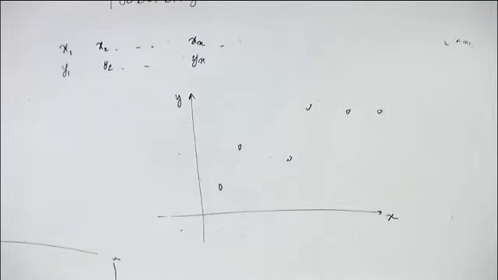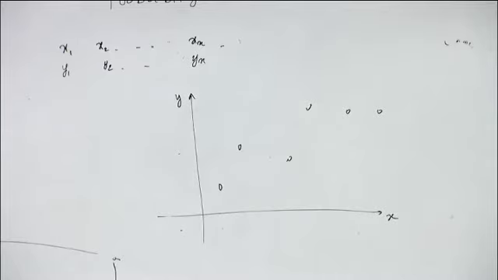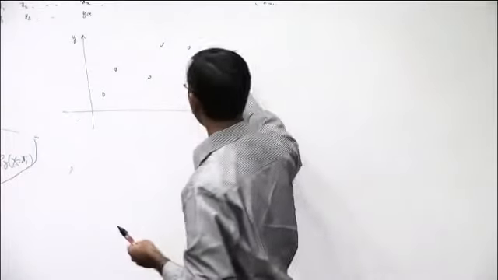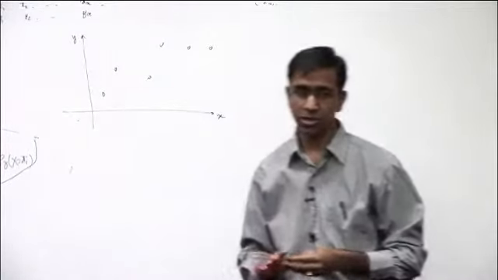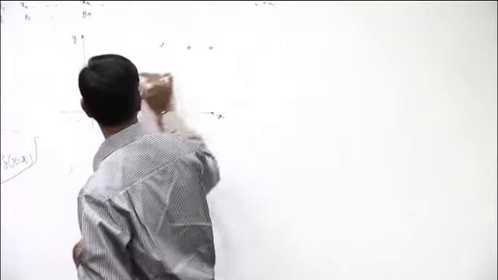Typically in machine learning, you want to understand the system. So what you want to do is fit a simple curve to this set of points, which explains these points well. For example, you can try to fit a simple line.